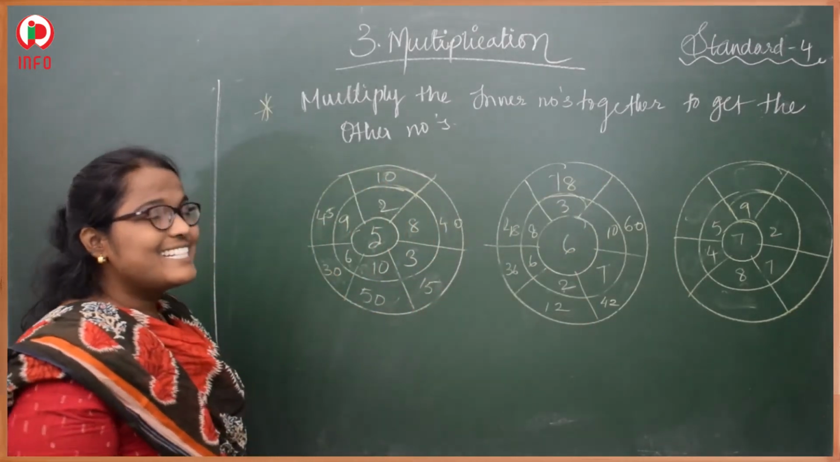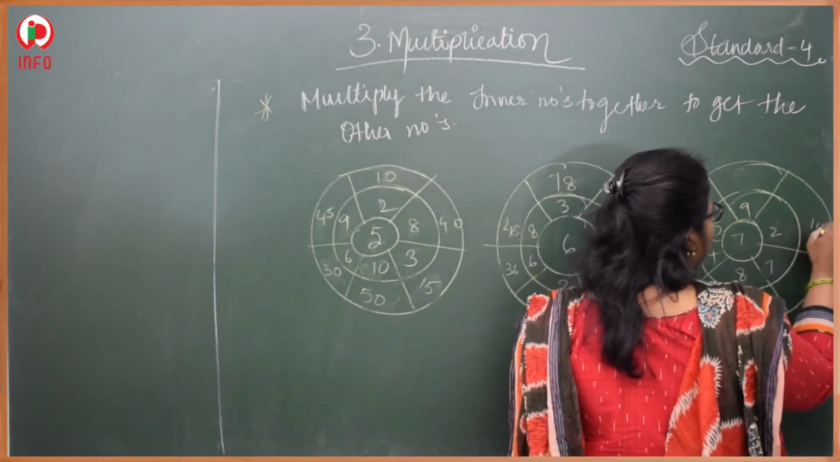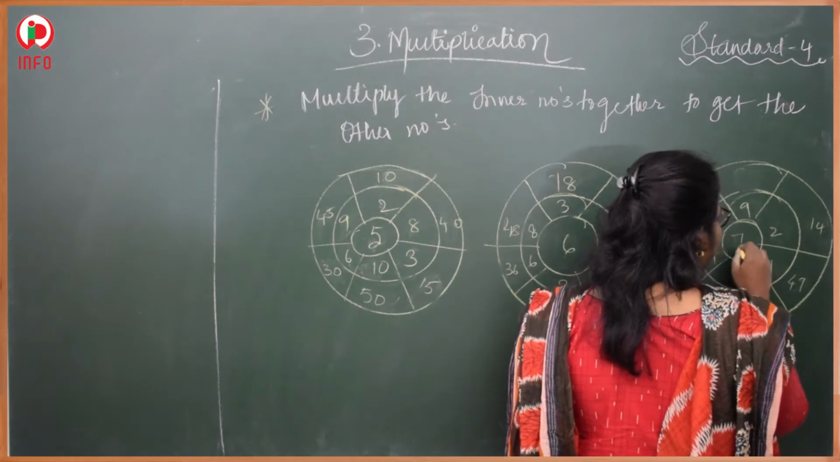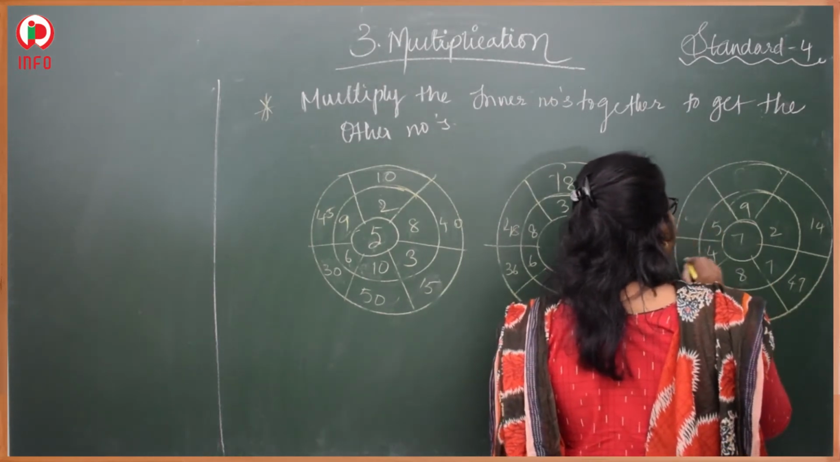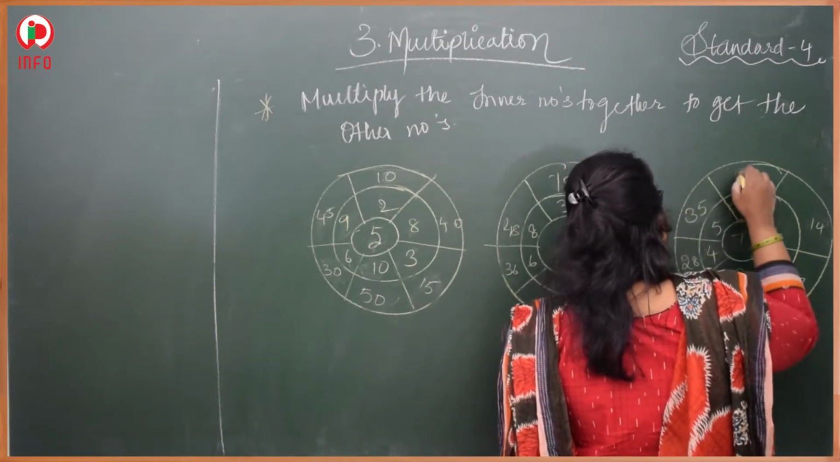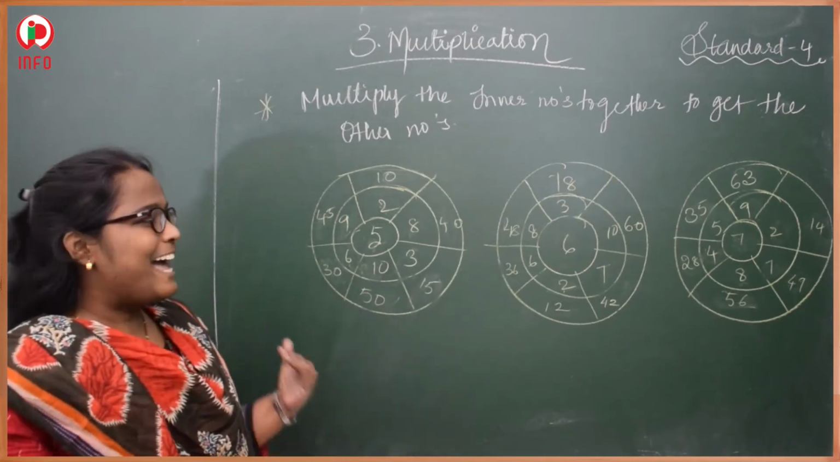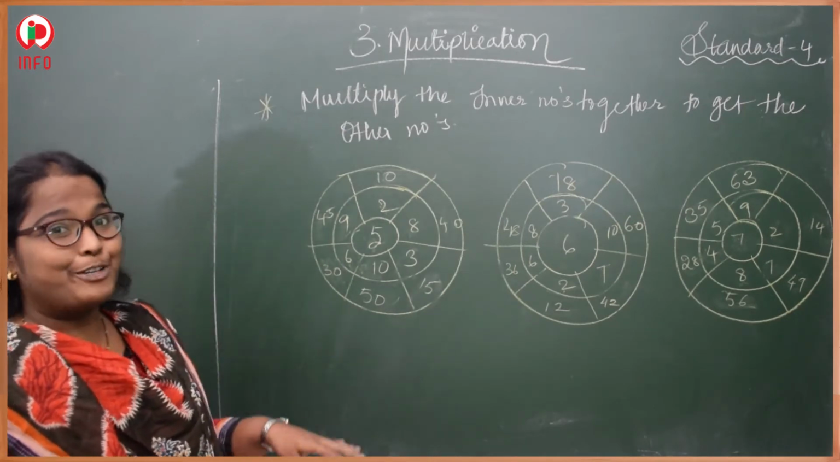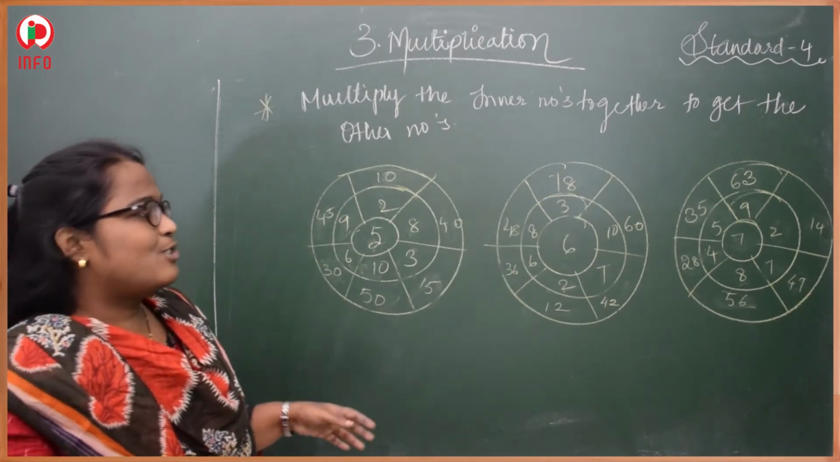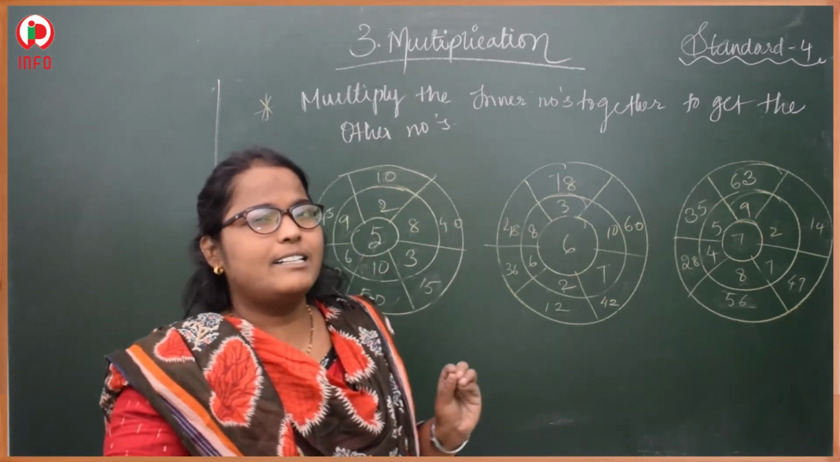Okay, guys, is it easy? Yes. 7 2s are 14. 7 7s are 49. 7 8s are 56. 7 4s are 28. 7 5s are 35. 7 9s are 63. I think it is just like an activity, guys. It is very interesting for you and it is very interesting for us also to explain. It is easier. It's like a little bit of an activity.